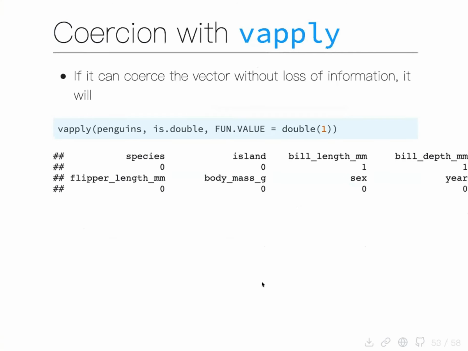The coercion will occur if, oh yeah, in fact, I even have it in my slides, so I must have checked at some point. Coercion will occur if it can result without a loss of information. So in this case, we say is.double, that's going to give us a logical, but when I say double is the type I want back, I get 0s and 1s because I don't lose any information that way. Okay, so I could coerce that back to logical if I wanted to, and it'd be fine.